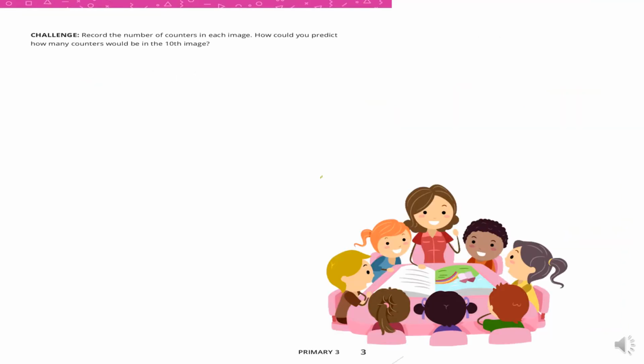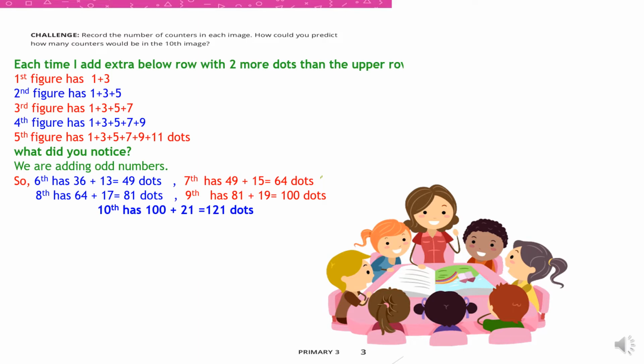Now let's move to a challenging part. Record the number of counters in each image. How could you predict how many counters would be in the 10th image? We recognized that each time I add an extra row below with 2 more dots than the upper row. And we noticed also that all the numbers of counters or dots in each row are odd numbers.